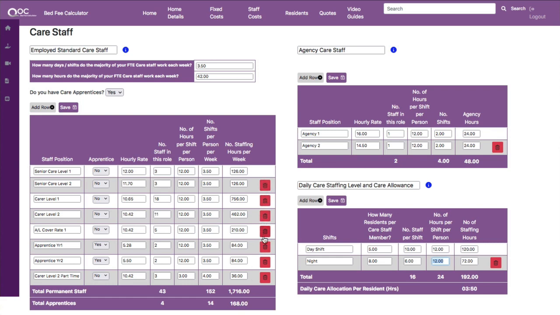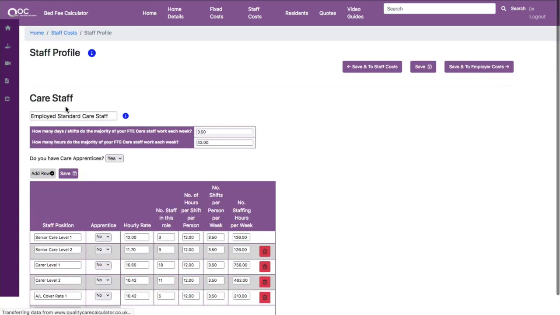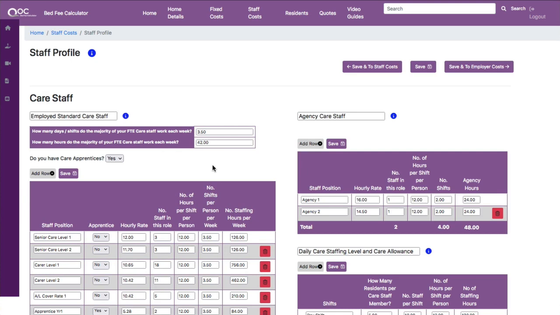You see down here you have these bin icons, so you can delete rows if you need to. And as you go along, you should save, just to ensure that all that information is safe.